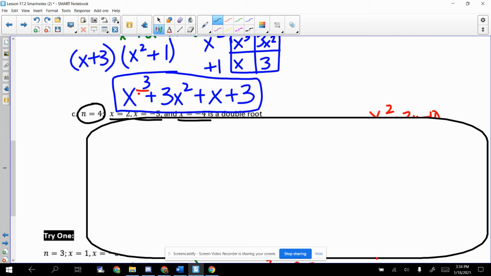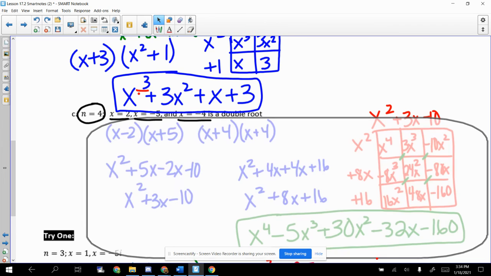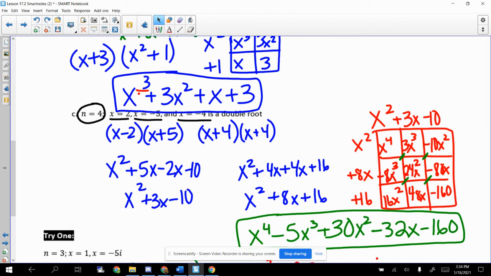So whenever you see that word double root, you're going to want to write x equals -4 and x equals -4 again, okay? So I'm going to go ahead and clear this out of the way, and you'll see that that's exactly what I did. Here I wrote it as x minus 2 and x plus 5 to account for these. And then this x equals -4, that's a double root. I wrote it as x plus 4, x plus 4.